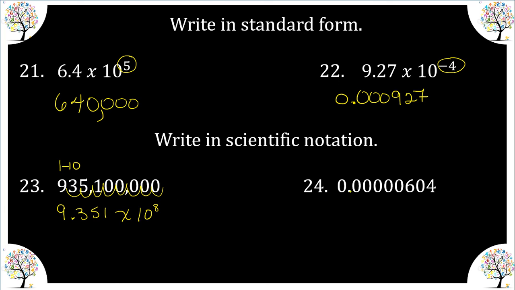Number 24, we need to move our decimal so that we have a number between 1 and 10. So that's going to be 6.04. That's between 1 and 10 times 10 to the negative, and we moved it 1, 2, 3, 4, 5, 6.